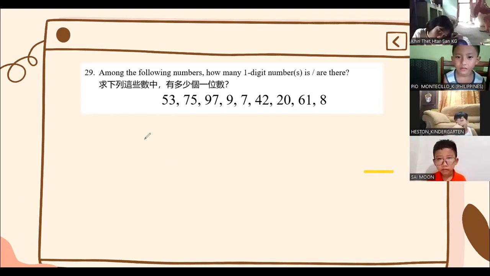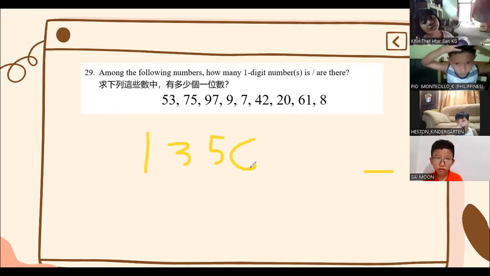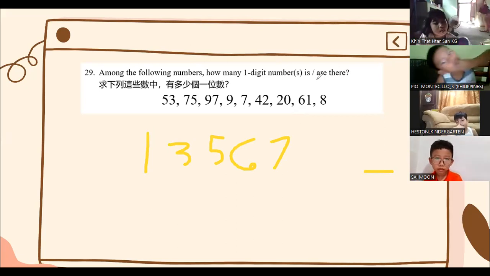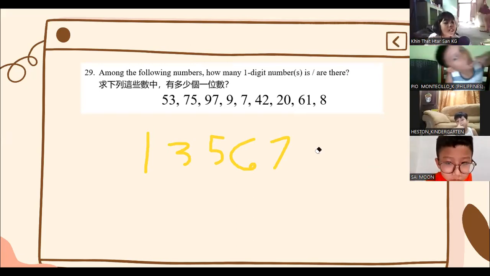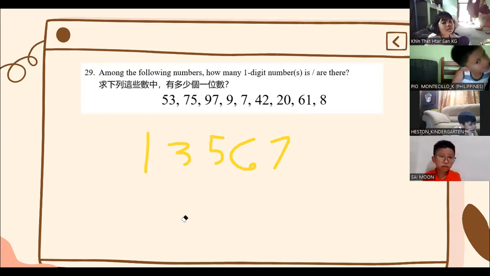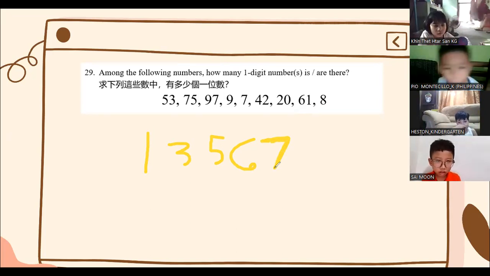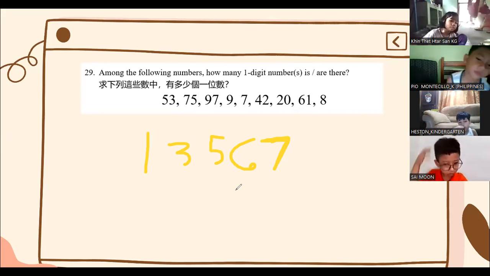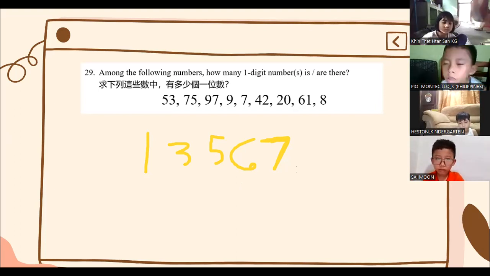For example, I'm going to give you a number: 1, 3, 5, 6, 7. And I'm going to ask you, what kind of number is this? Is this an even number or an odd number? What would be your answer? This is 7. Is this even or is this odd? Odd. Because why? Did you hear what I said earlier? Why is it odd? Yeah, it's correct. But why?